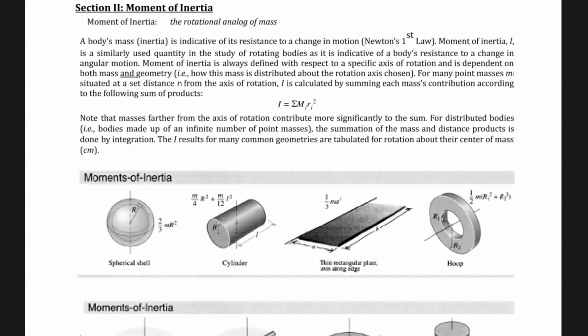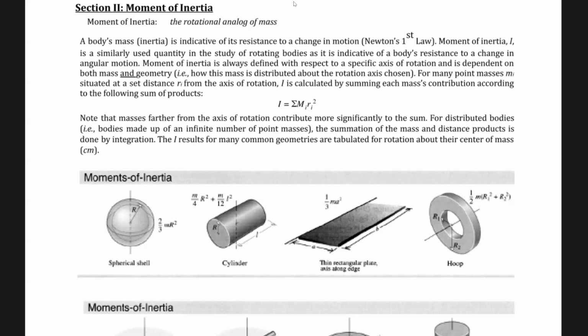But what we find is that as we bring that mass closer and closer to that axis of rotation, we are going to see an increase in the speed, which means that we are having a decrease in that resistance. So what that tells us is that the moment of inertia of that body is less.